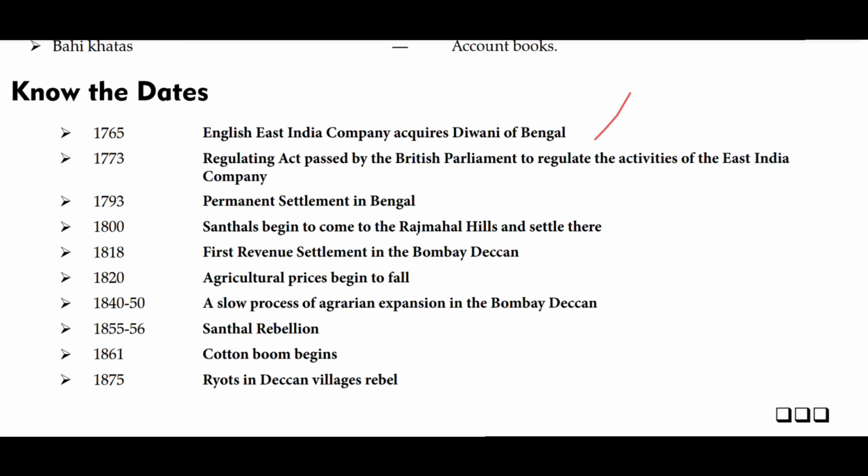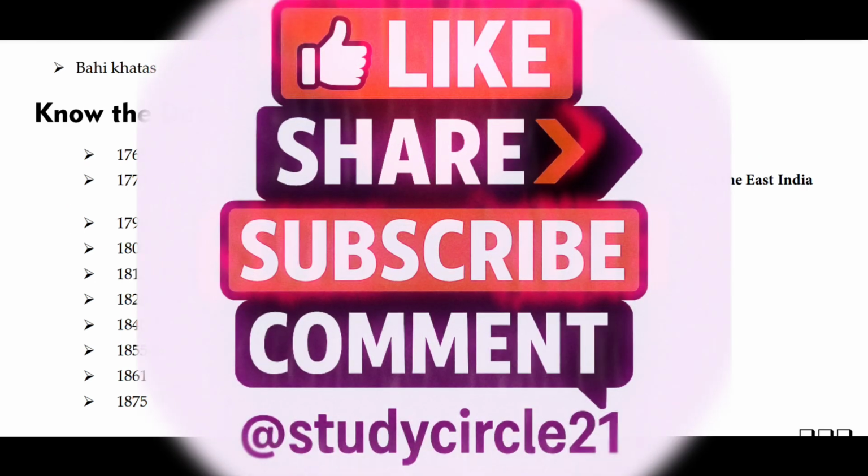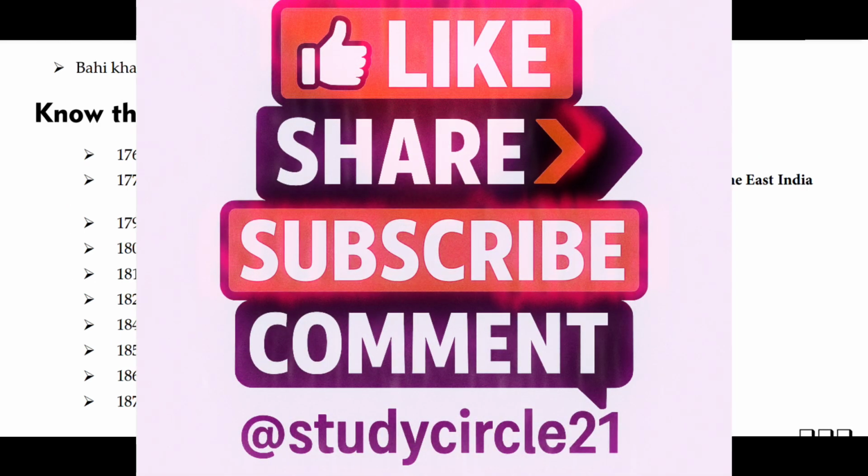1820, agricultural prices began to fall. 1840 to 50, a slow process of agrarian expansion in the Bombay Deccan, and 1855 to 56, Santhal rebellion, followed by 1861, when the cotton boom begins. In 1875, riots in Deccan villages. So this is the full summary of this whole chapter.